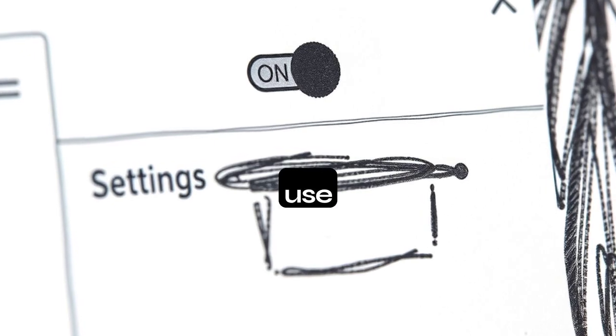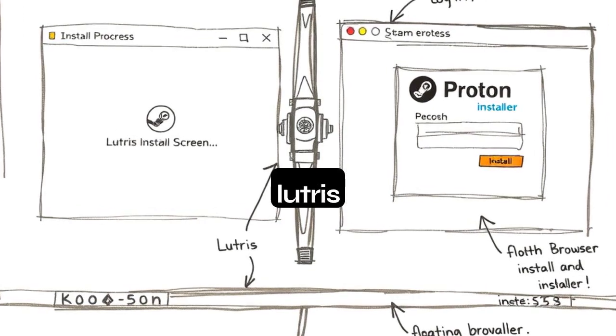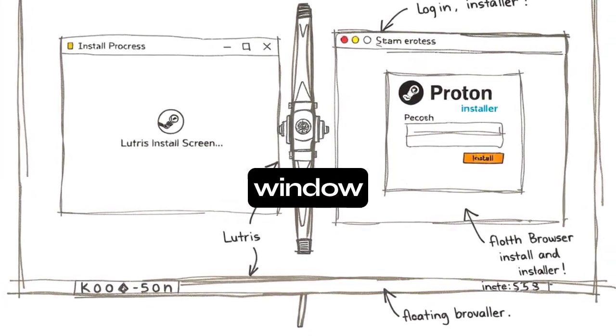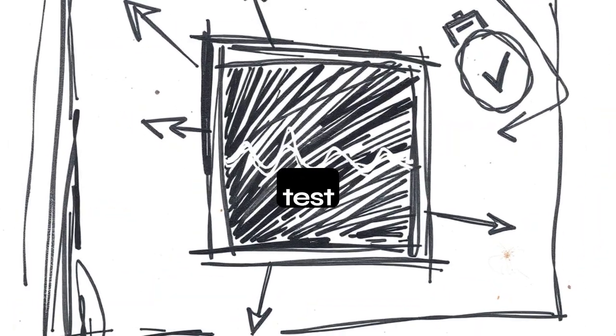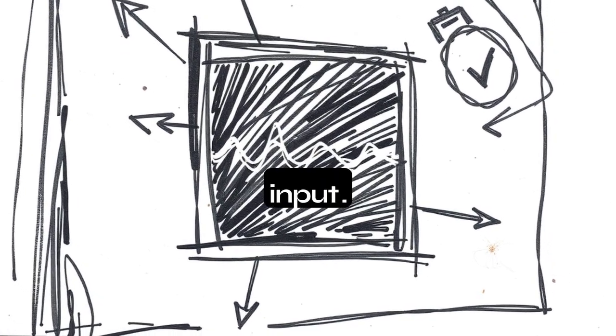Or use Steam. Enable Steam Play and choose Proton Experimental to run Roblox. Use Lutris or Steam to install Roblox. Watch for the installer window and sign in with your Roblox account. Launch Roblox and test a short session to confirm graphics, audio, and controller input.